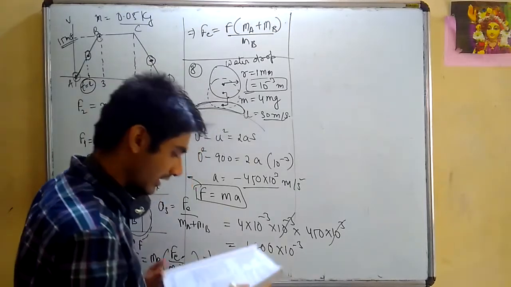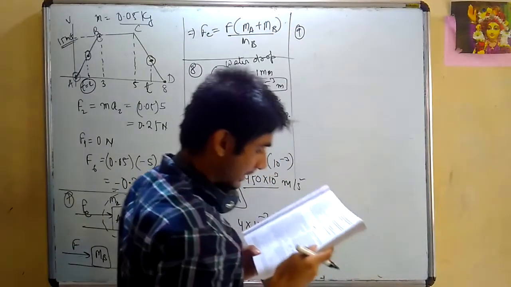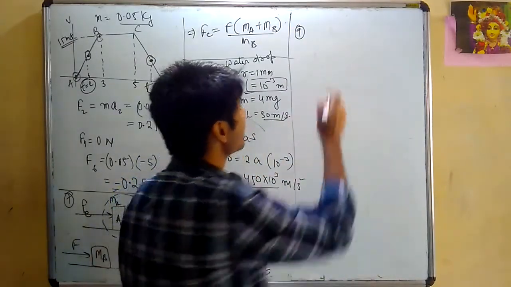Now let us proceed to the next question, question number 9. Question number 9 is: a particle of mass 0.3 kg is subjected to a force F equals minus kx.